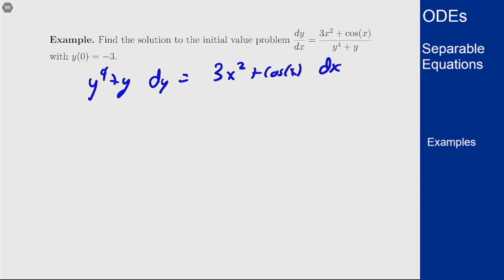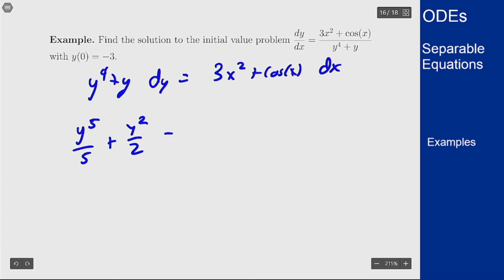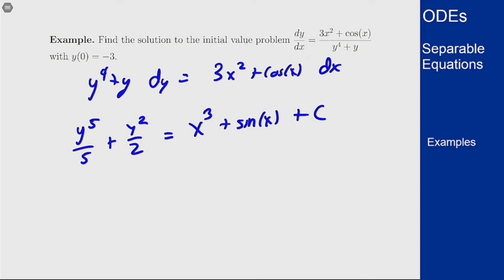I can then integrate both sides. y to the fifth over 5 plus y squared over 2 equals x cubed plus sine of x plus c. And as I can see right now, I have no chance of solving out for y. With a y to the fifth term, there's no way I'm going to be able to solve out for what y is here. So I'm just going to leave it in this sort of form and use that to write out my solution.